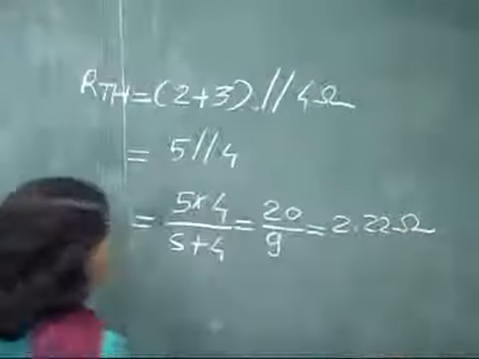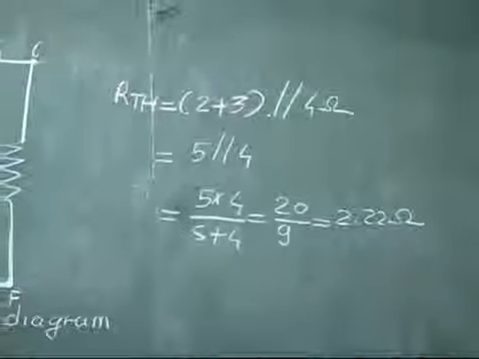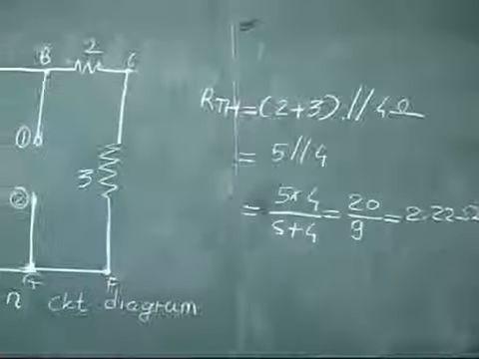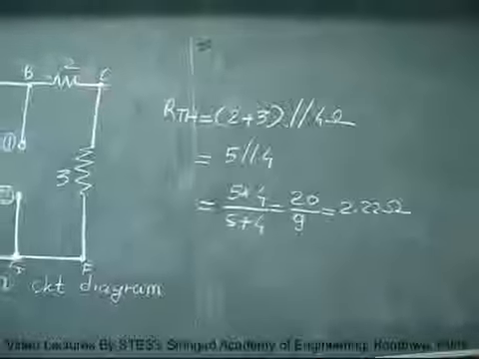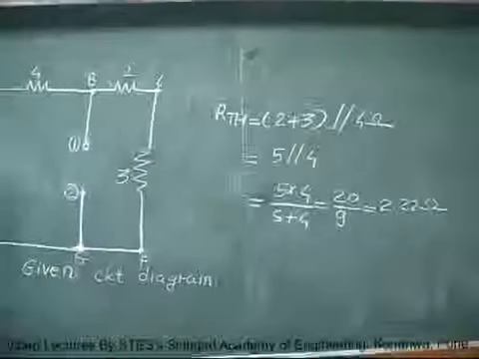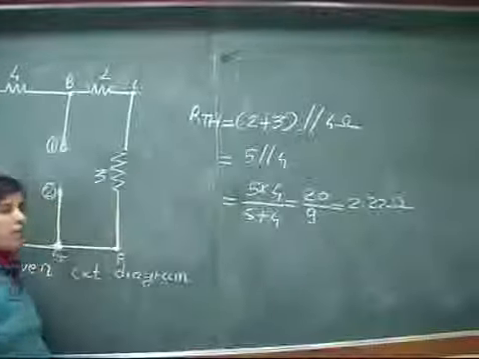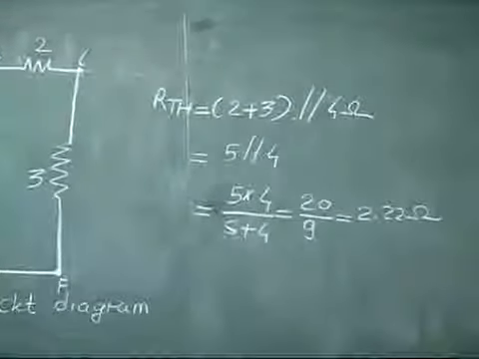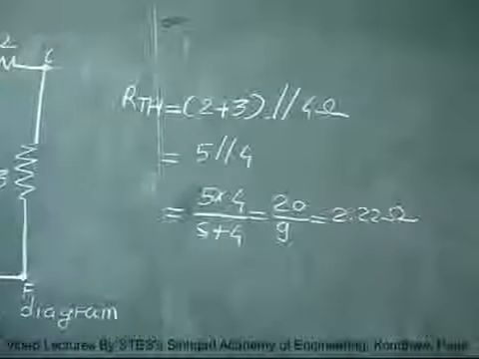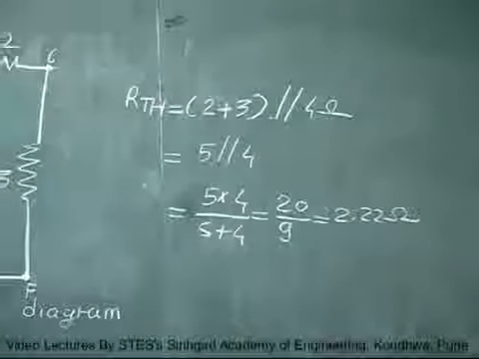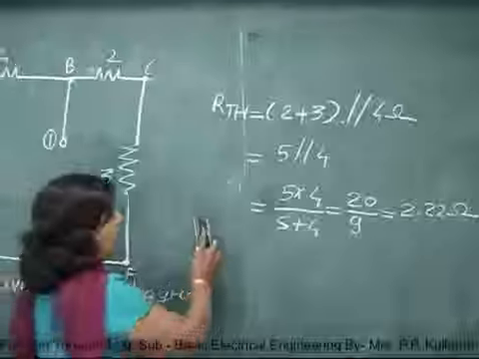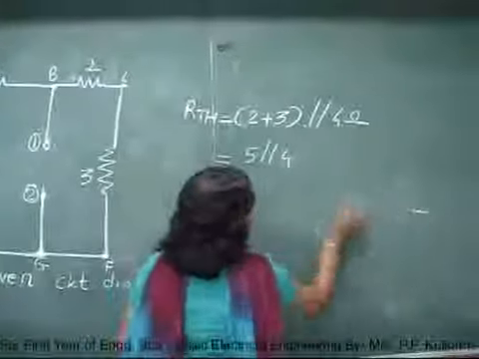So this is 2.22 ohms equivalent resistance. Now the last step is to draw the Thevenin's equivalent circuit diagram and insert the value of RTH, and we have already calculated the value of VTH. So now I'll draw the equivalent circuit diagram of this circuit and insert these values in it.